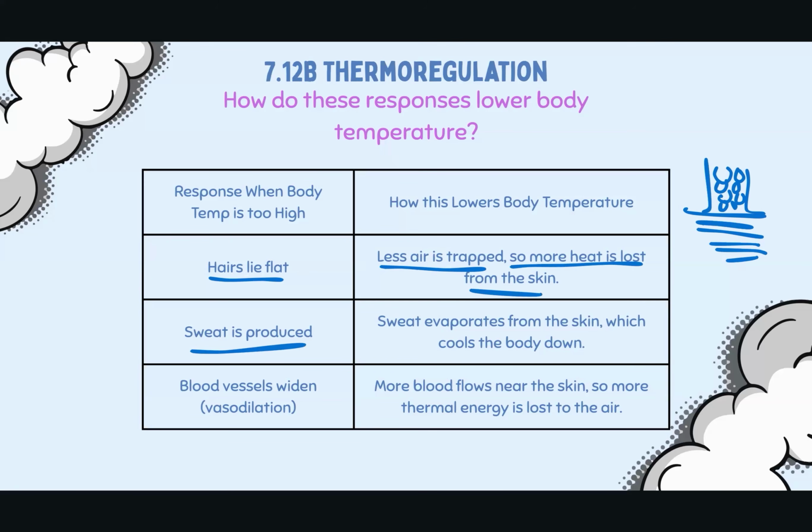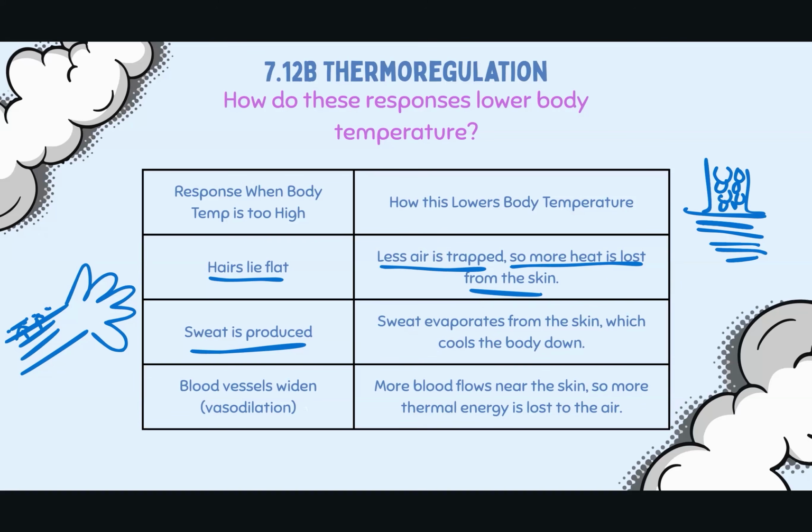Now, when sweat is produced, imagine this is someone's arm, covered in sweat. The heat that's inside the body is used to evaporate that sweat. So the heat energy goes into the water, into the sweat. The sweat absorbs that heat energy and takes it out of the body. When it evaporates, it takes that energy with it. So it cools the body down.